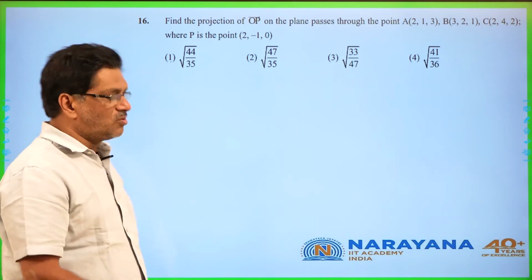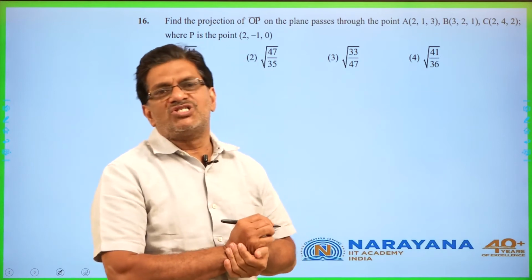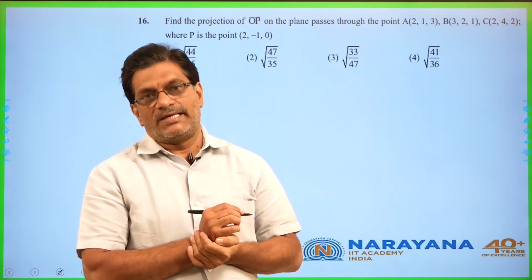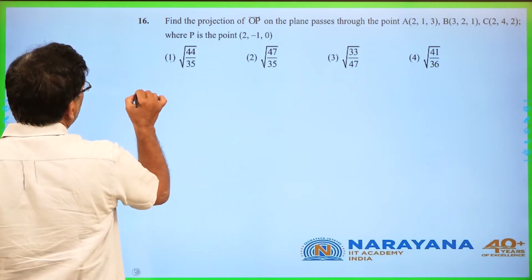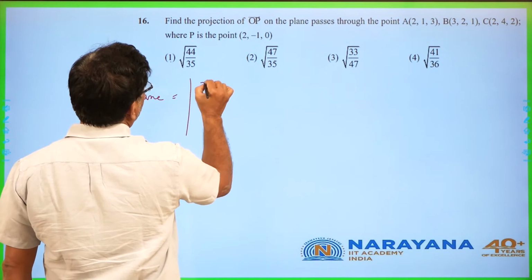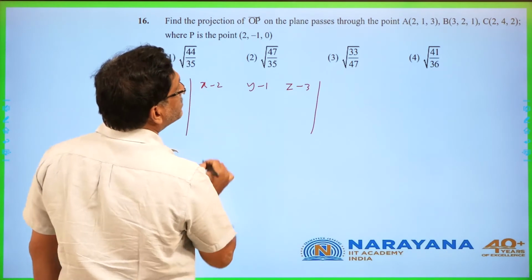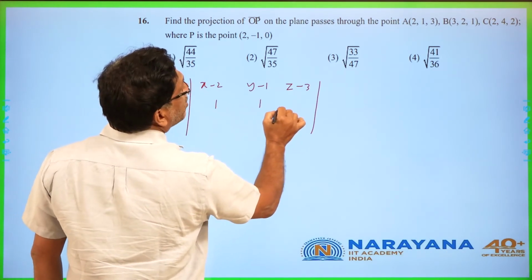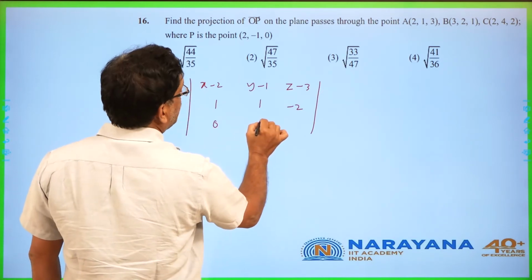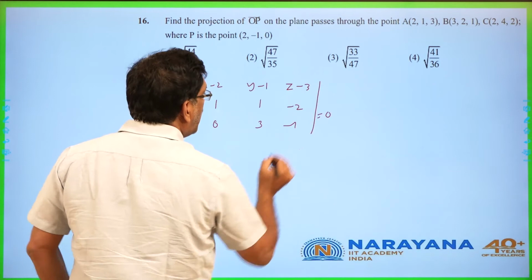Yeah, find the projection. One good problem from 3D planes. Projection on the plane, we know, is OP cos theta, right? So here, what is the plane? The plane equation passing through the 3 points. First point: x minus 2, y minus 1, z minus 3. Second: 3 minus 2, 1, 2 minus 1, 1, 1 minus 3, minus 2. Third: 2 minus 2, 0, 4 minus 1, 3, and 2 minus 3, minus 1. Expand this one.